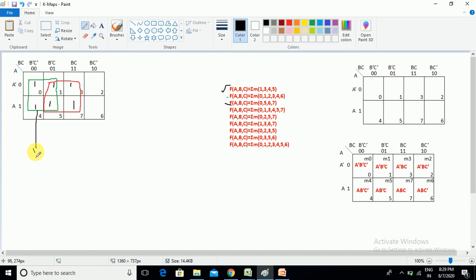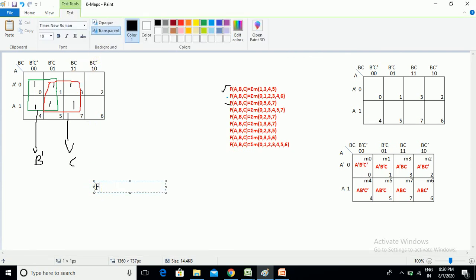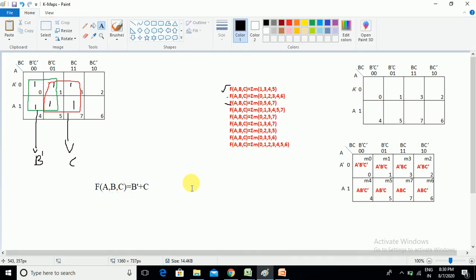What is the answer for this? For the group 0 1 4 5, B dash is common. In the 4 cell group, B dash is common. Next is the other 4 cell group, the red color group. Which one is common? A is not common, B also not common, C is common. Now the answer for this question will be f of A comma B comma C equals B dash plus C. This is the answer for the given question. Okay, let us go to the next problem.